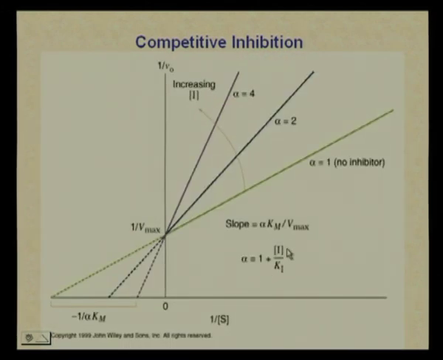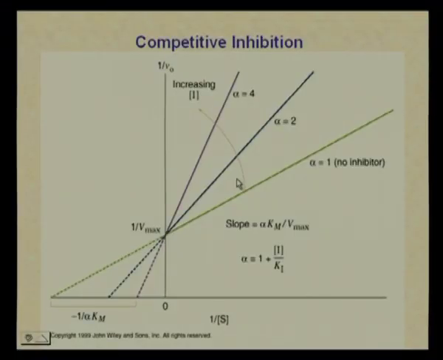Now, remember that this alpha that we spoke about was what? 1 plus I by Ki. Okay? So, when alpha is 1, it means the concentration of I is 0. If the concentration of I is 0, it means that I have an uninhibited reaction. So, my alpha is 1, which essentially means that my Km is what I would have in a normal Lineweaver-Burk plot. So, I have no inhibitor here. This is my original minus 1 by Km.